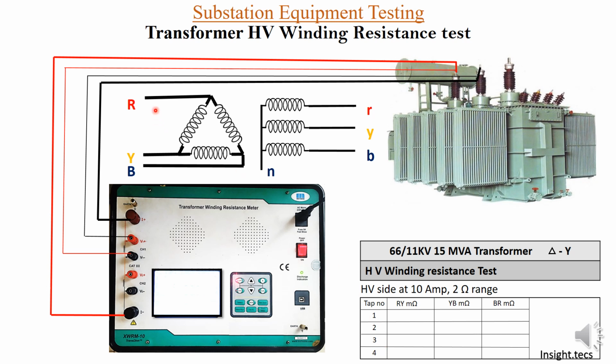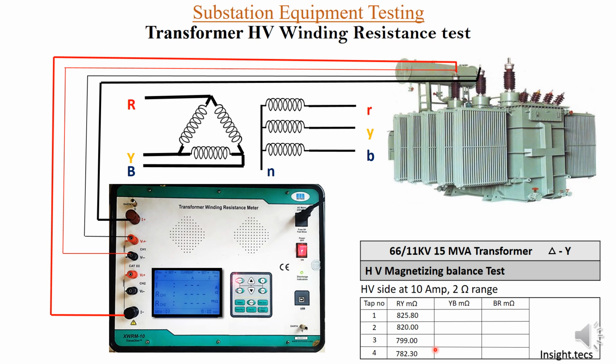For tap number 1, as you can see, between R and Y phase, all the 3 windings are coming into picture. We will now turn on the kit. As you can see, we have the settings of 10 amperes and 2 ohms over here. When we turn on the kit and do the settings, we will get the value of resistance, that is 0.825 ohms, but we want to write it down in milliohms, so that will be 825.80 milliohms. Similarly, when the transformer step is changed to tap number 2, we will get the value as 0.820, that will be equal to 820 milliohms. Similarly for tap 3, and for tap number 4.